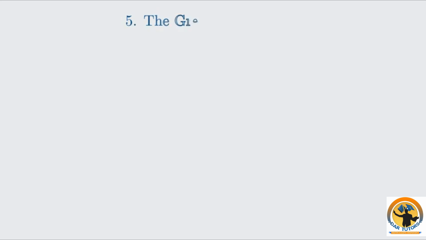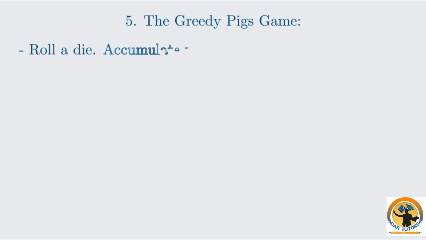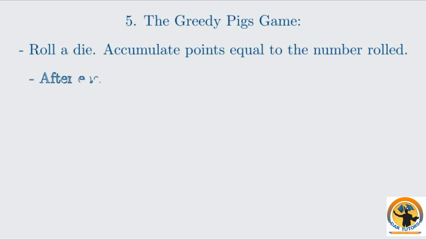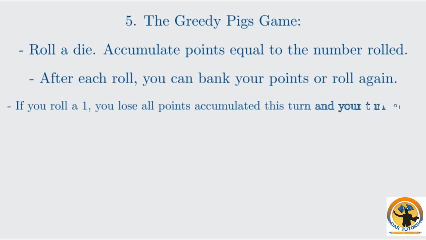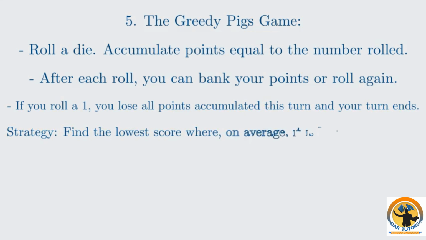This problem is about the game Greedy Pigs. In each turn, you roll a die. Accumulate points equal to the number rolled. After each roll, you can either bank your current score for that turn or roll again. However, if you roll a 1, you lose all points accumulated in that turn and your turn is over. The goal is to find a strategy that maximizes your score in the long term using expected value. This final problem for Greedy Pigs uses expected value to find the optimal strategy.